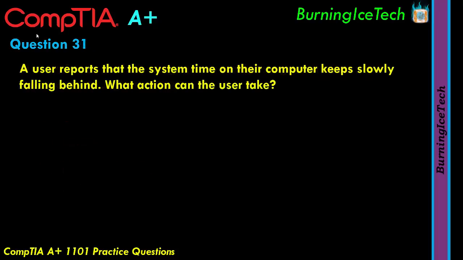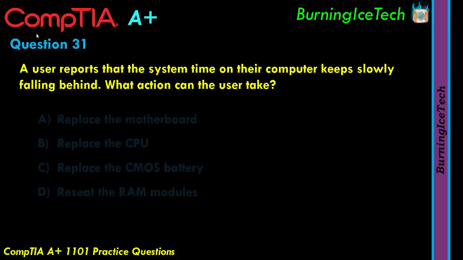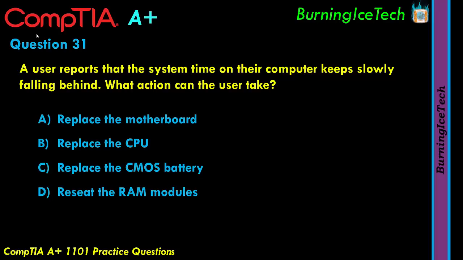Question 31. A user reports that the system time on their computer keeps slowly but surely falling behind. What action can the user take? Now, usually, if you unplug the power cord on a desktop PC, or you remove the battery on a laptop, and you plug it back in, did any of you ever notice that the system time, that's the clock time at the bottom right of your computer, never actually falls behind? Even though there was no power, the time and the date and everything is perfectly fine. How do you think your computer remembers that? How is it possible if there was no power?